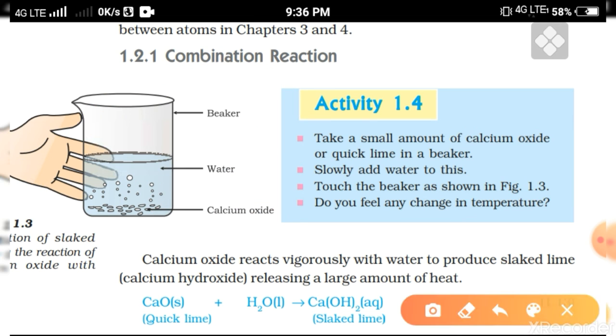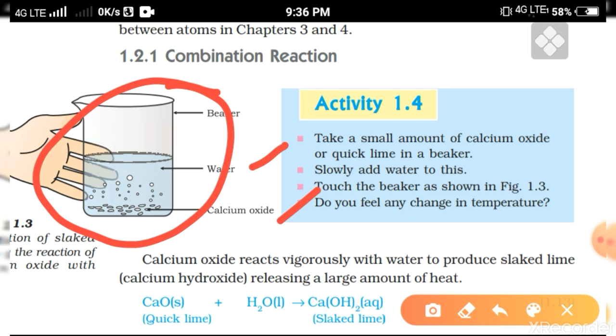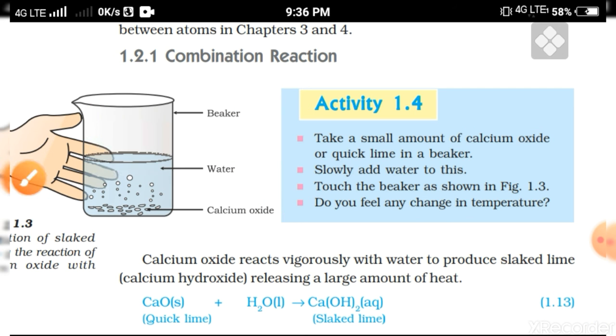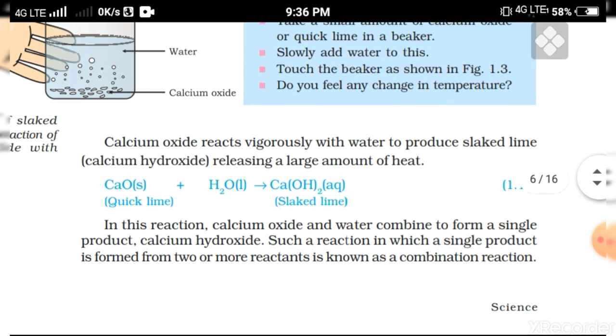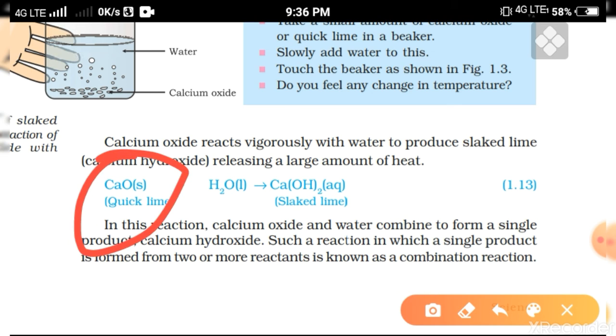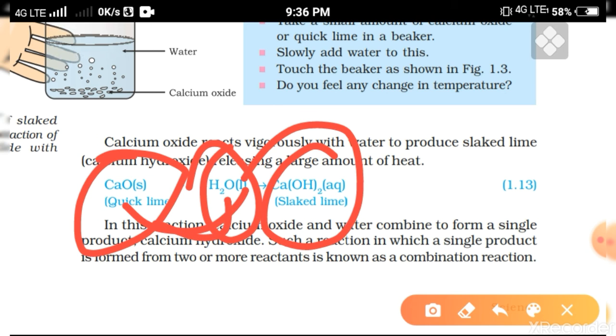Here two or more elements, in this case two molecules, combine together and form a single product, calcium hydroxide, slaked lime. This reaction is known as a combination or addition reaction. Just see the example: this is quicklime, CaO, calcium oxide, dissolved in the beaker, and the water is also there. After they combine, calcium hydroxide is formed, which is slaked lime.